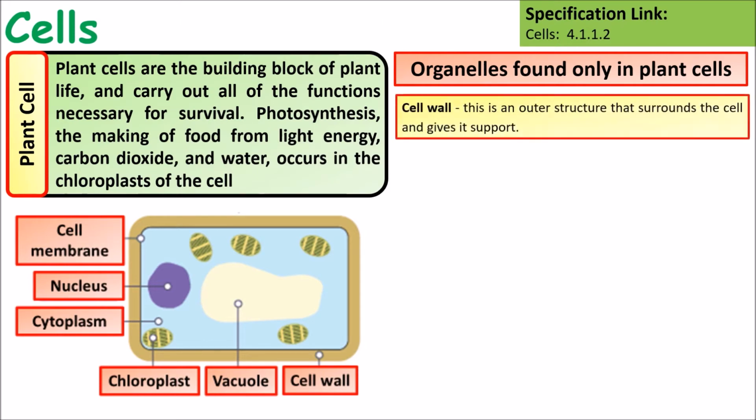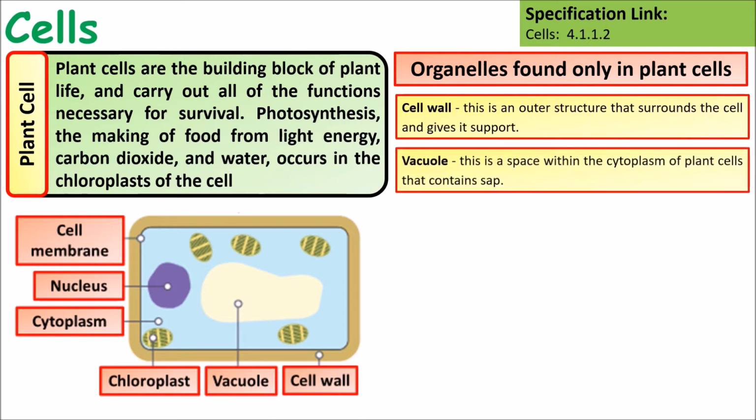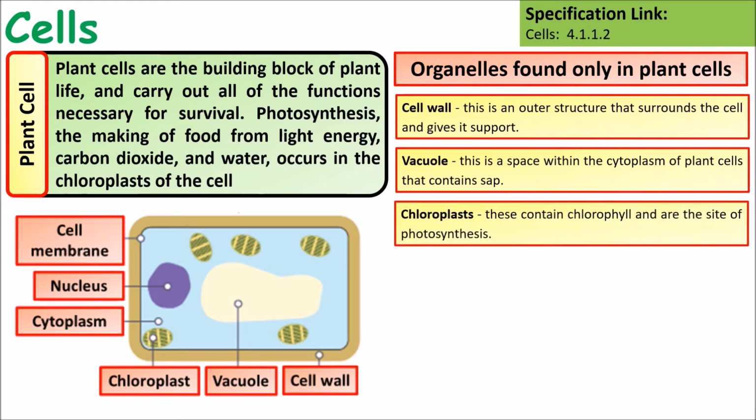The organelles that we find only in plant cells include the cell wall, which is made out of cellulose and gives the cell its structure. A vacuole is a space within the cell that contains sap. And chloroplasts are the organelles that carry out photosynthesis within the cell.